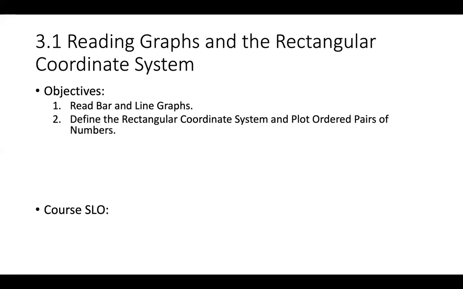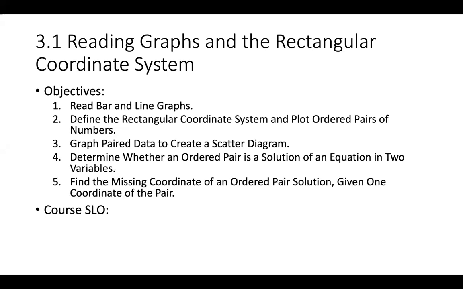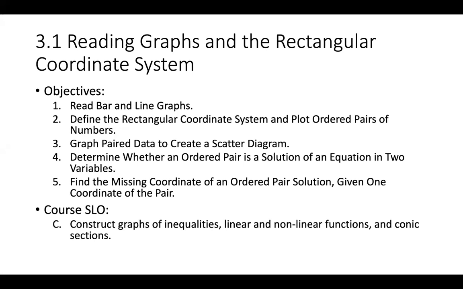So we will actually start with defining the rectangular coordinate system and plotting ordered pairs of numbers. We will graph paired data to create a scatter diagram. Actually, I'm not going to do that either. Determine whether an ordered pair is a solution of an equation in two variables. And finally, we will find the missing coordinate of an ordered pair solution given one coordinate of the pair. The student learning outcome throughout, I think, all of this chapter is to construct graphs of linear functions. All of those other things will come later.